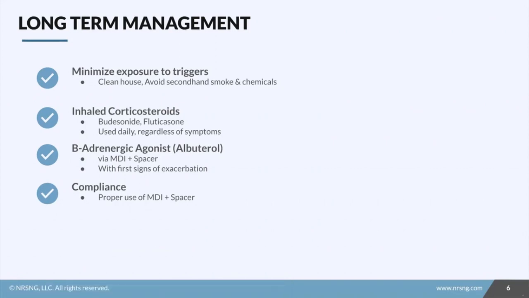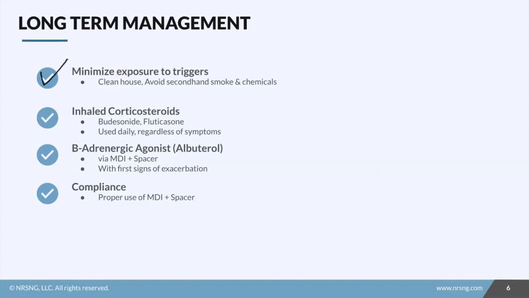All right, so remember, asthma is a chronic condition, so we have to manage this illness all the time, not just when they're in the hospital. And long-term management actually starts with assessing the child's environment so that we can minimize their exposure to those triggers that we talked about. So these things are going to be like keeping a house clean, not having pets, and avoiding secondhand smoke. These are some of the things that we would commonly advise.